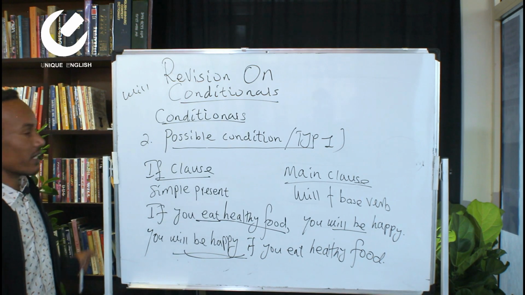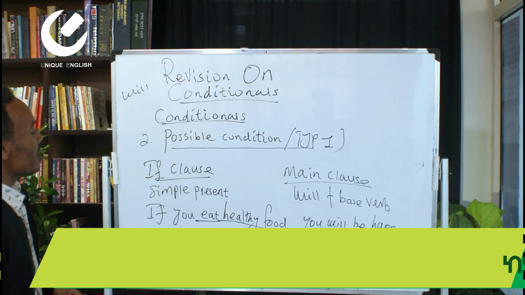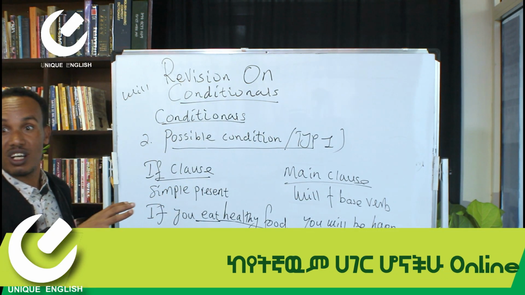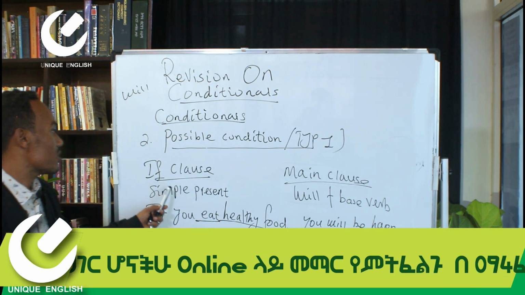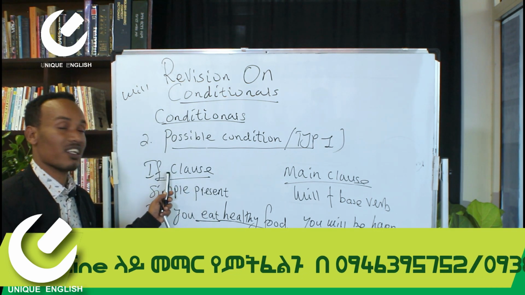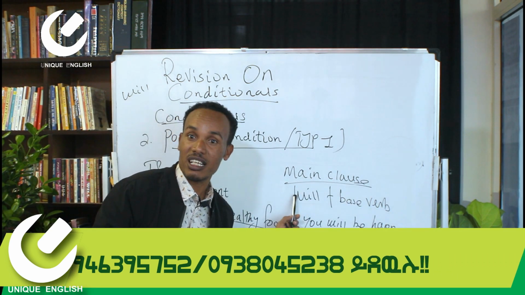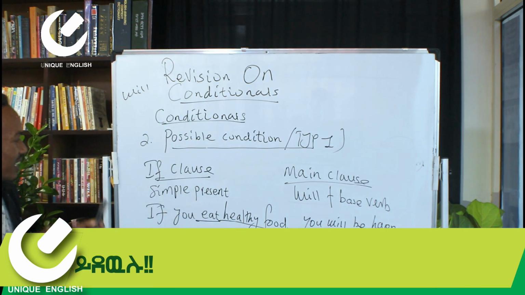Like I'm telling you, this is the difference in the sense it gives you. All right, that's so nice. So what do we call this? We call it possible condition, or type 1. There is simple present tense in the if clause, and there is will with the base verb in the main clause. That's very good. So that is it.